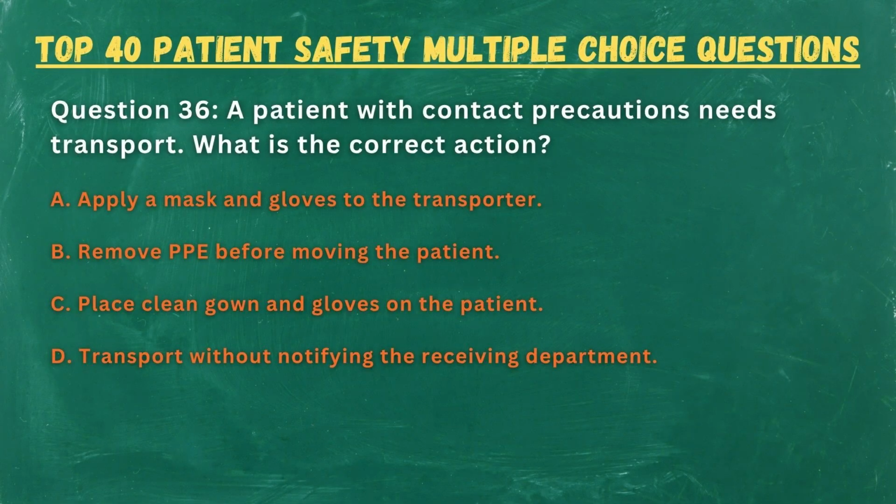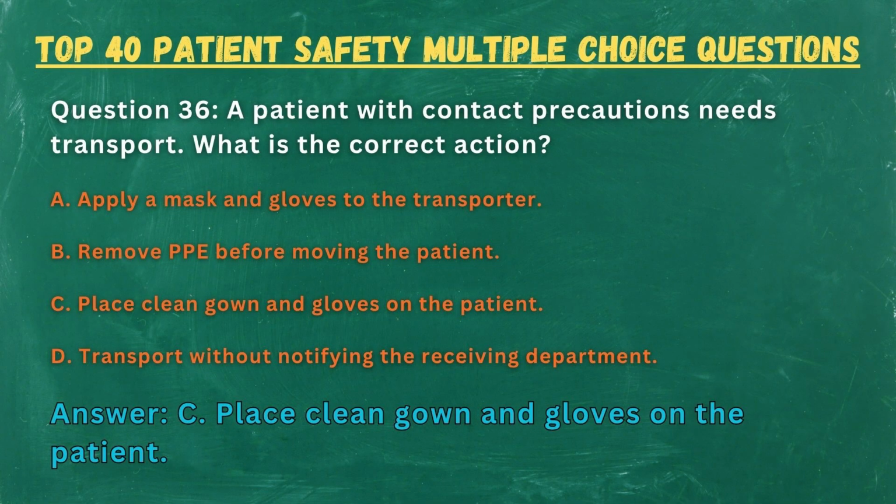Question 36. A patient with contact precautions needs transport. What is the correct action? A. Apply a mask and gloves to the transporter. B. Remove PPE before moving the patient. C. Place clean gown and gloves on the patient. D. Transport without notifying the receiving department. Answer: C. Place clean gown and gloves on the patient.